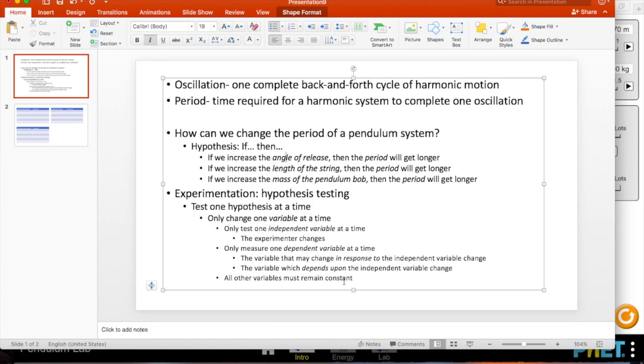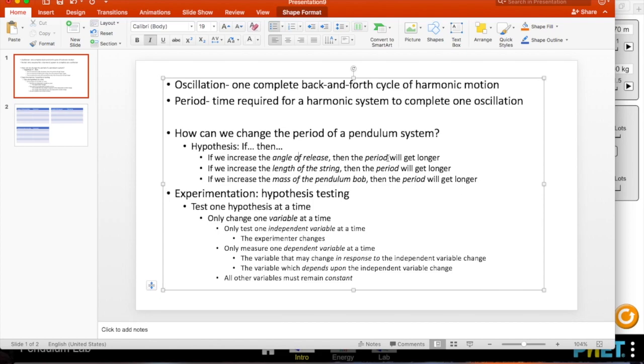Every other variable must remain constant. In order to have an experiment and set it up so that we can trust the results are valid, we have got to only test one variable at a time and keep every other variable constant. We have to have a controlled experiment. So we're actually doing 3 experiments here. We're going to collect some data. We're testing these 3 hypotheses.